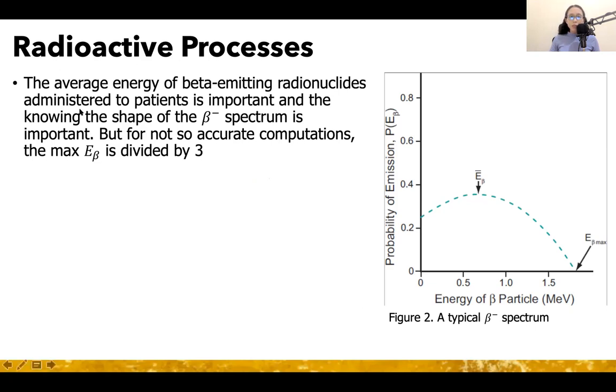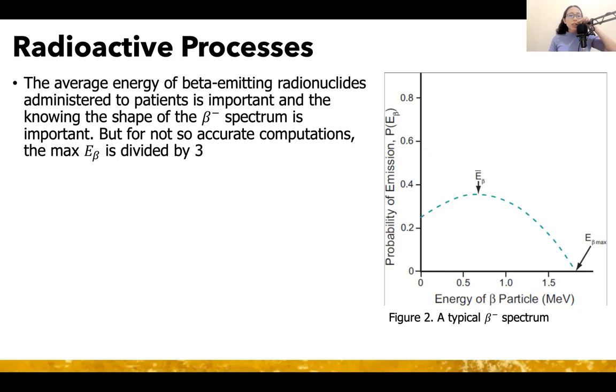And for us to get this average energy, we must know the shape of the beta particle spectrum, right? But if we are not after high accuracy, okay, we are not for highly accurate computations, then to get the average beta particle energy, you just get your maximum beta particle energy and divide this by 3. Okay, that is the way to estimate the average beta particle energy.